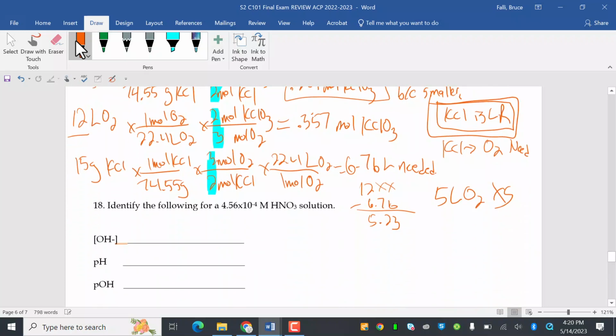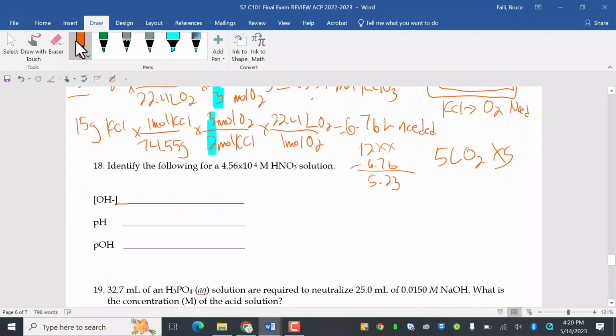All right. Identify the following for a 4.56 times 10 to the negative 4 molar HNO3 solution. This screams out to me, strong. So what strong means is it turns into 100% ions. So the first thing I thought I would see here is it's strong. So that means I have 4.56 E negative 4 molar H positive, which I thought would be the first question, but it's not. So I like to do my pHs first.